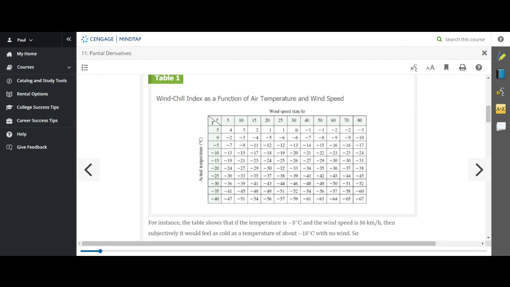So you see, wind chill temperature is a function of two variables. You can't just say wind chill temperature is a function of one variable, like air temperature. It's much better modeled when you include air temperature and speed. So this is a reason to talk about functions of two variables.